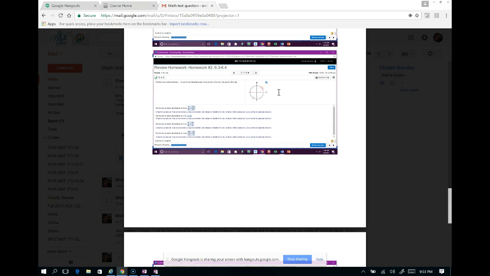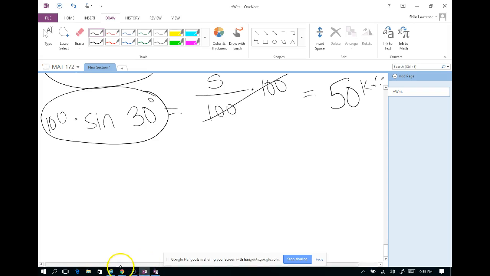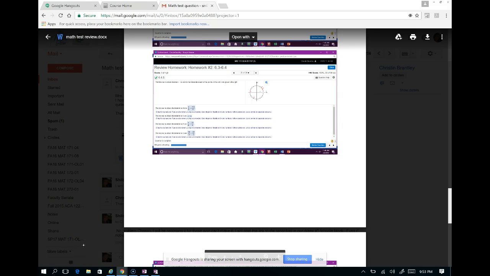So the first one, it says find the two real numbers to determine m, and I'm going to try to copy this over to my sheet. I've got m and p there in quadrant 1. And this was problem number 20.